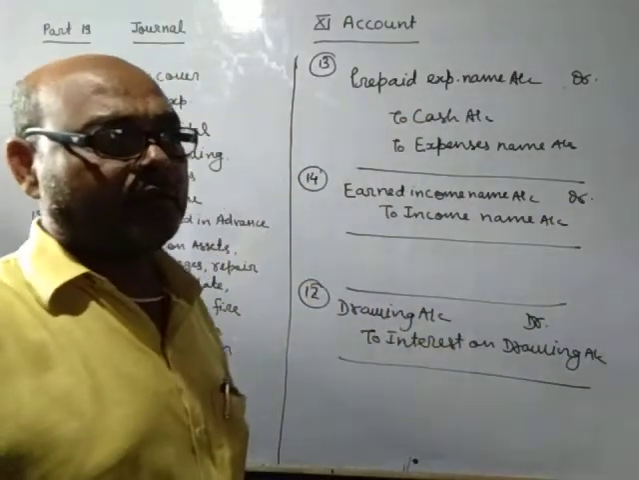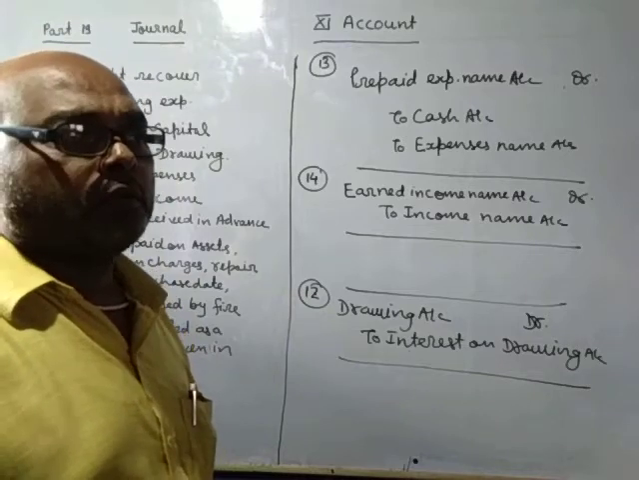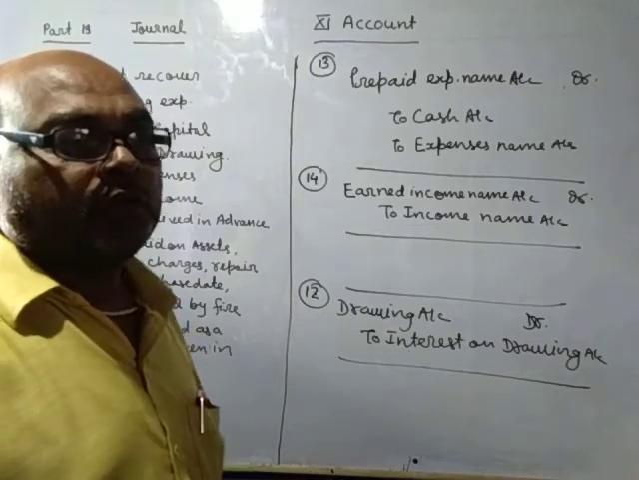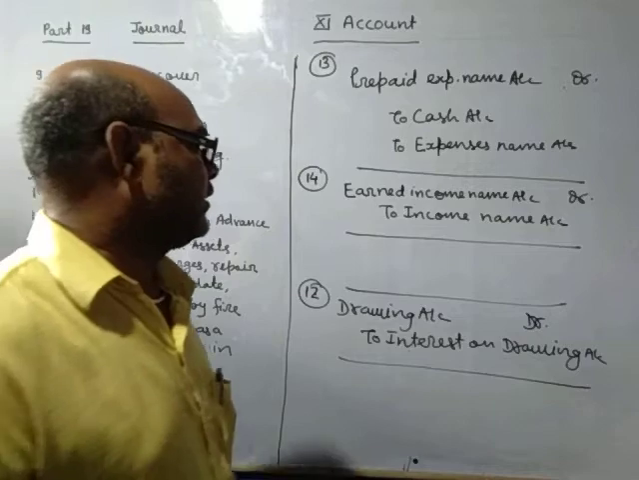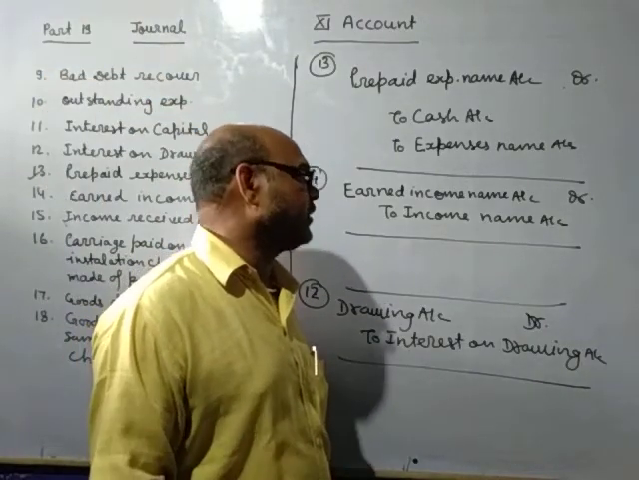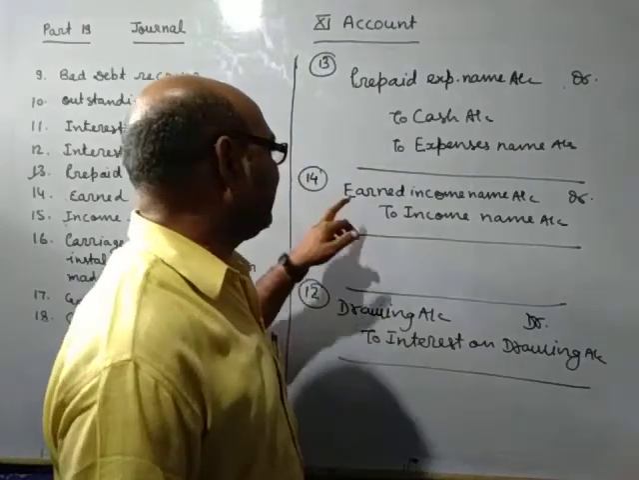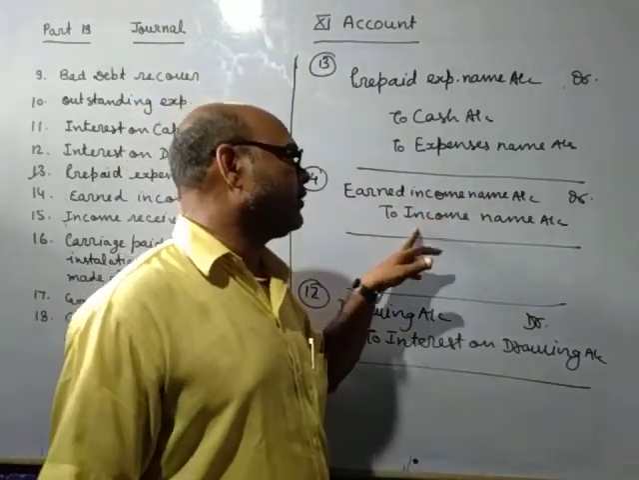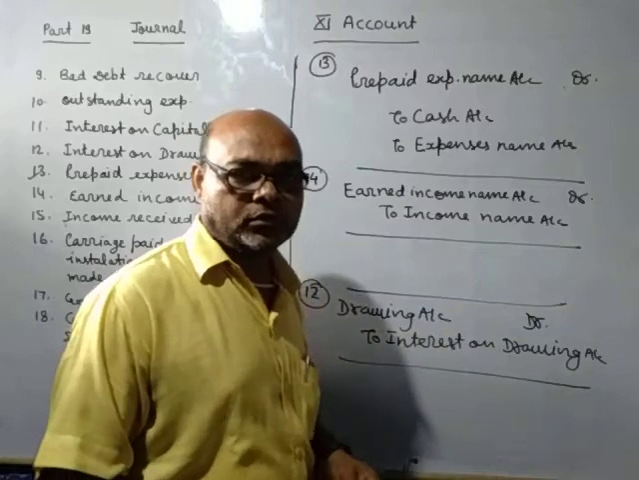For example, interest on your bank deposit. Now you are seeing that the interest account is credited there. You will write interest receivable account debit to interest account.